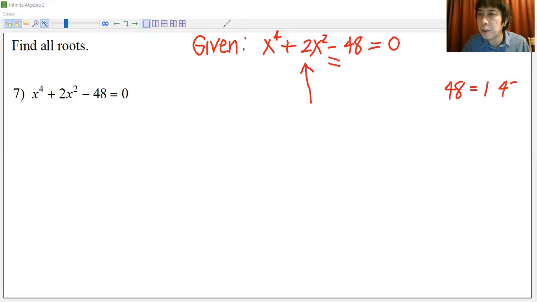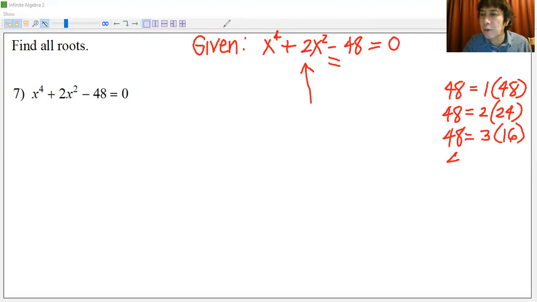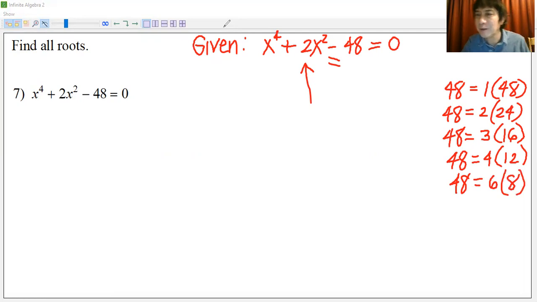48 is 1 times 48. 48 is equal to 2 times 24. Also, 48 is equal to 3 times 16. Also, 48 is equal to 4 times 12. What else? Can we use 5? No, 5 is not a factor. So let us try 6. 48 is equal to 6 times 8. That will be all. No more. These are the integral factors.